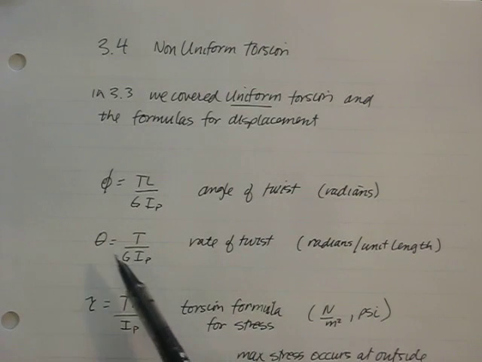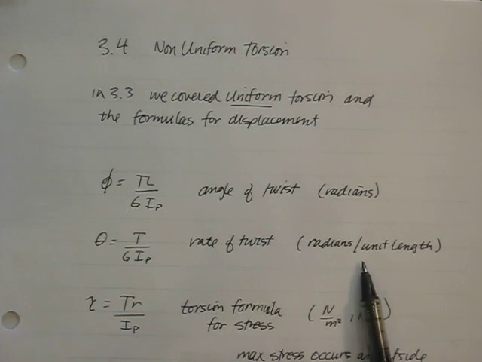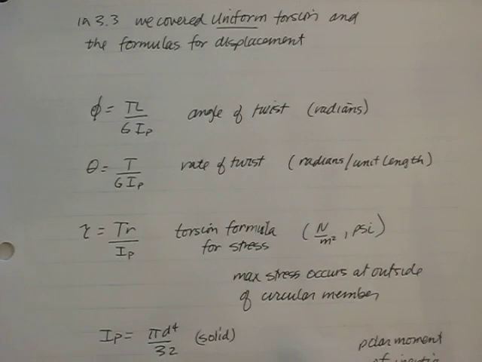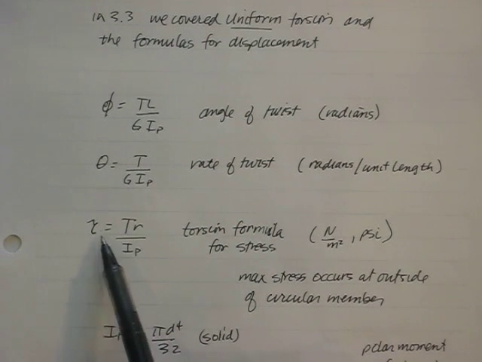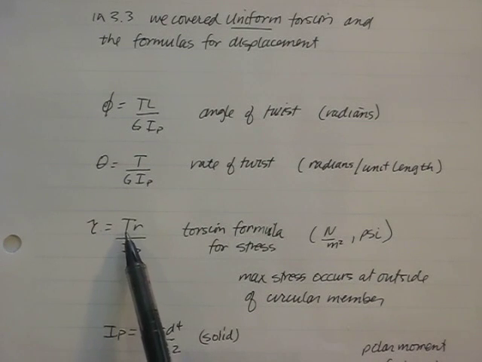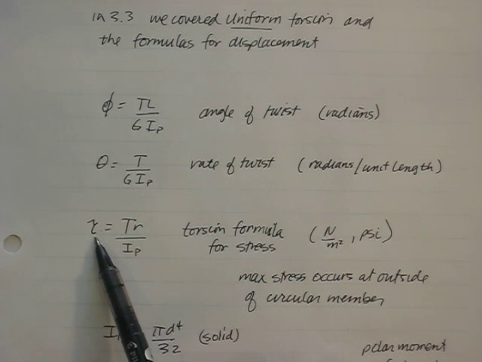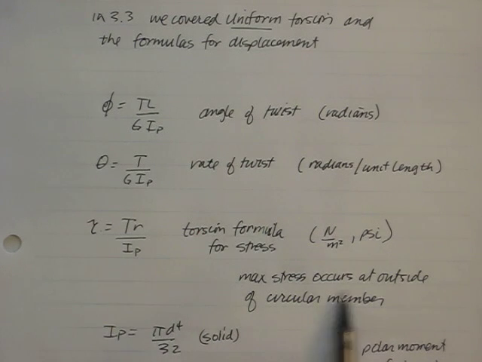There's an occasion where we will need to know the rate of twist, and the rate of twist is T over G IP, and the units there would be radians per unit length. The most useful thing that we found was the torsion formula for stress, and that is that tau is equal to T R over IP. We found that the maximum torsional stress occurs at the outside of a circular tube or circular bar. The units there are newtons per meter squared, or PSI.